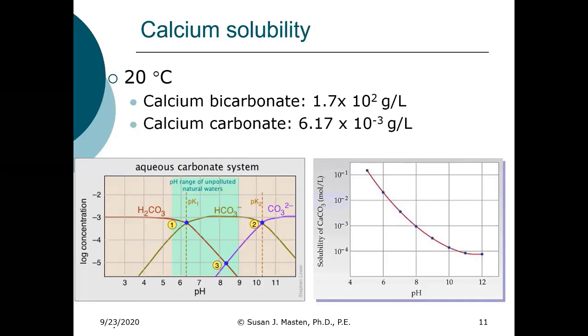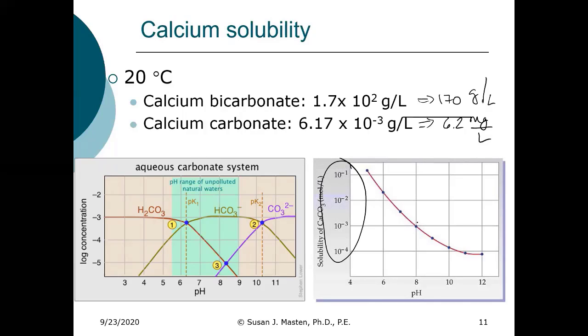Now, lime soda ash softening is limited by the solubility of these minerals. So at 20 degrees C, calcium bicarbonate has a solubility of about 170 grams per liter. On the other hand, calcium carbonate has a solubility of about 6 milligrams per liter. So this is 170 grams per liter, and this is 6.2 milligrams per liter. You can see this is actually plotted on a log scale here.